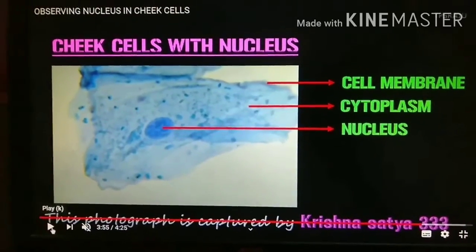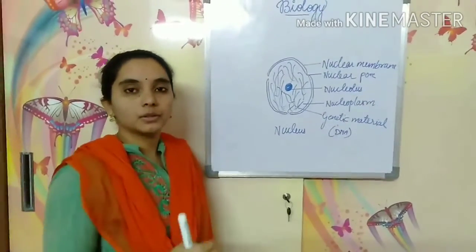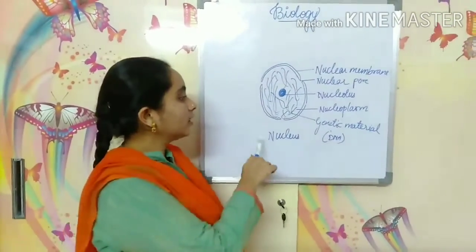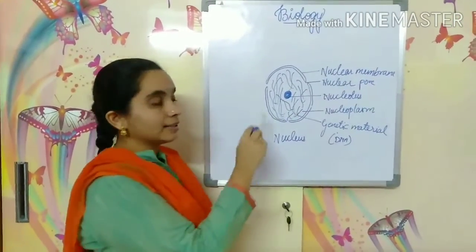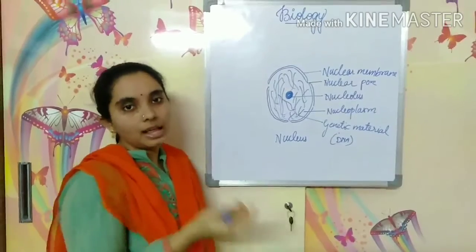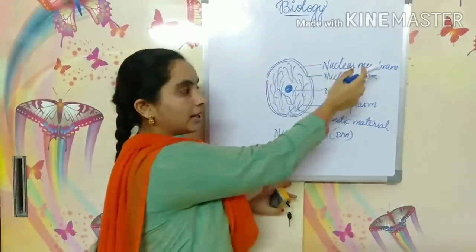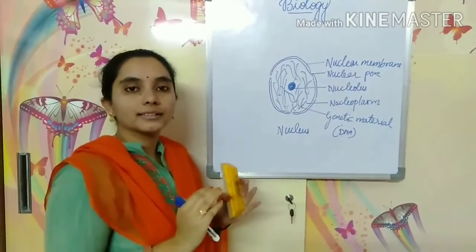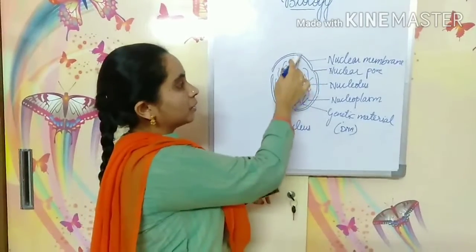So, observe the nucleus of the cheek cells under the microscope. Here is the structure of the nucleus. Imagine the nucleus as a cell. As a cell has a cell membrane, in the same way the nucleus has a nuclear membrane. It acts as a protecting layer around the nucleus. This is the nuclear membrane.